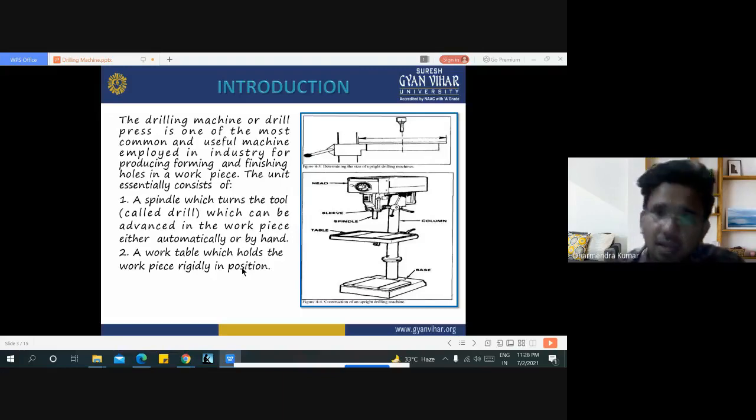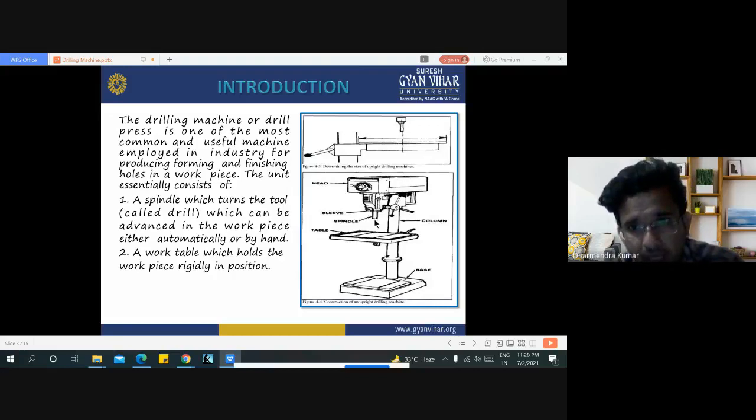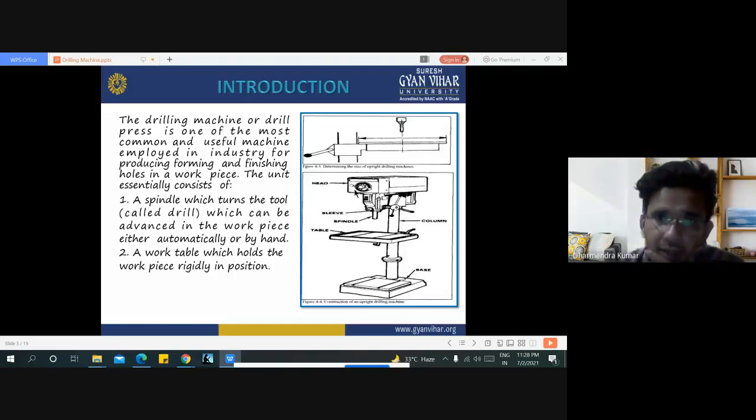rigidly in a position. Here is the basic diagram of a drilling machine. It consists of the following parts: base, table, which is used for putting the workpiece, spindle, which is used for applying the drill bit, sleeves, column, which is the stand of the overall drilling machine, and the head, which is associated with the upper part of the drilling machine.